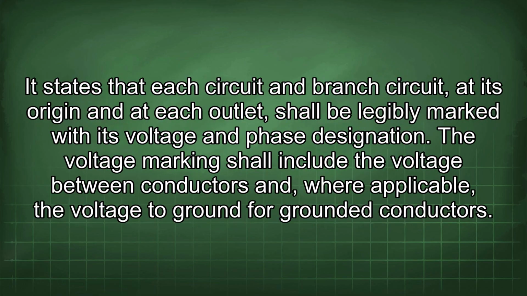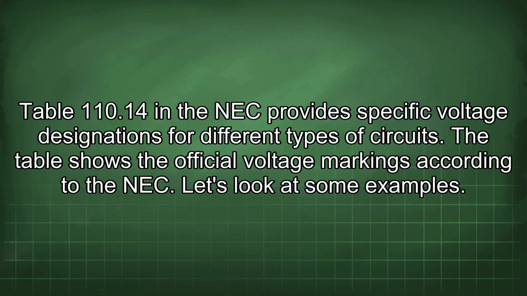It states that each circuit and branch circuit at its origin and at each outlet shall be legibly marked with its voltage and phase designation. The voltage marking shall include the voltage between conductors and, where applicable, the voltage to ground for grounded conductors. Table 110.14 in the NEC provides specific voltage designations for different types of circuits. The table shows the official voltage markings according to the NEC. Let's look at some examples.